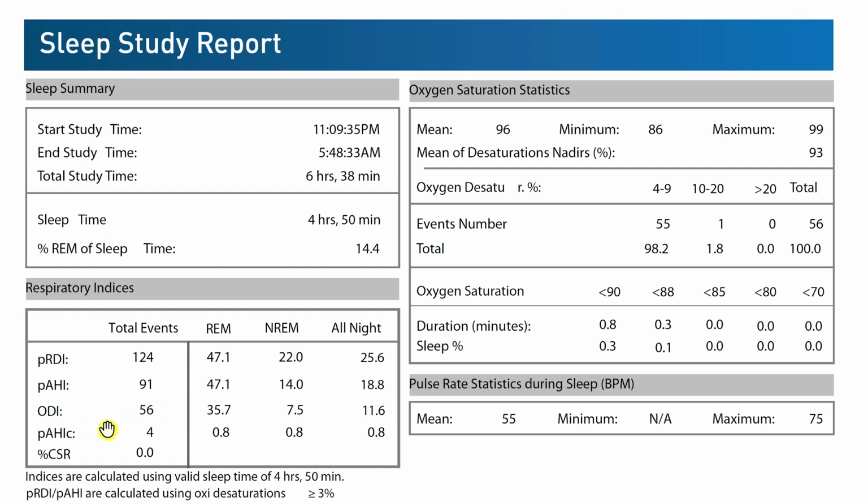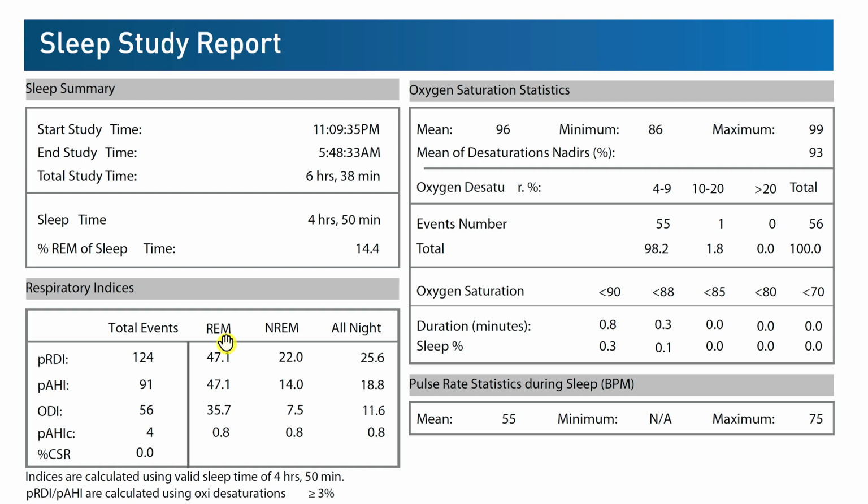And below this, we have the PAHI-C, which is the central AHI, or the number of events which are central apneas or central hypopneas during the total sleep time, and there were only 4. Percent CSR just below is the percentage of the sleep time that was spent with Cheyne-Stokes respiration breathing, which is a form of periodic breathing.